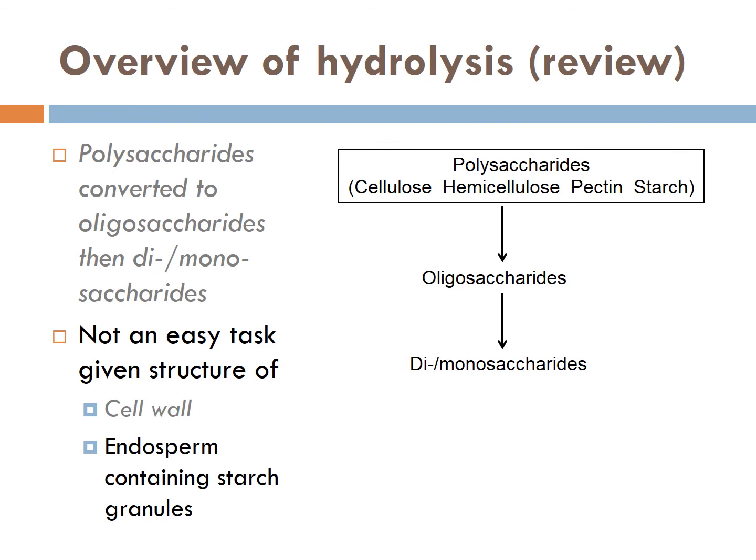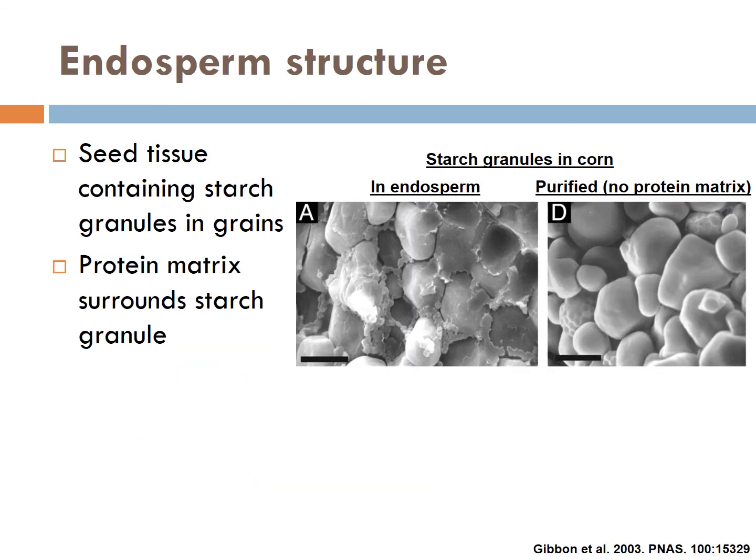We'll continue our discussion by talking about starch hydrolysis, beginning with an overview of the structure of the endosperm that contains the starch granules. The endosperm is seed tissue that contains starch granules in grains. Starch is not found in free form. It consists of a protein matrix which surrounds the starch granule. We can see the structure of the endosperm in the figure to the right.